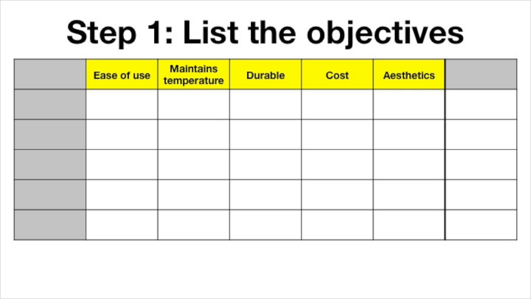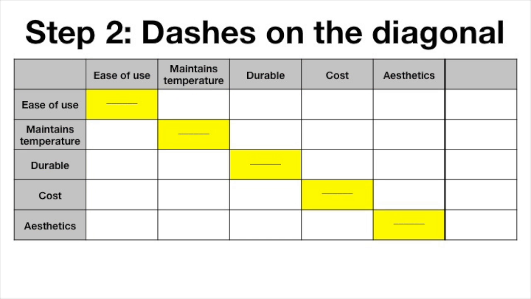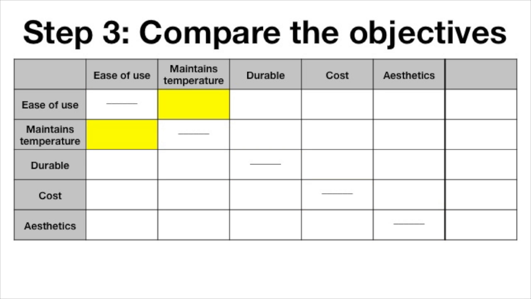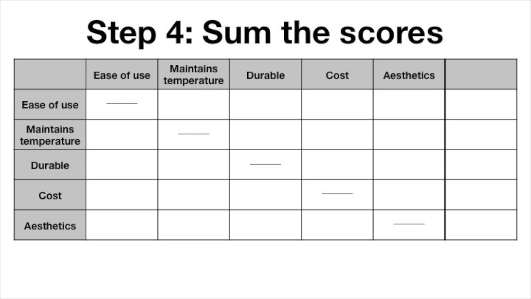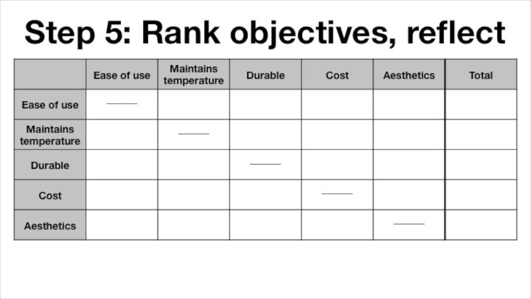The first step is to write the objectives along the top row of the table and along the left-hand side of the table. The second step is to put dashes diagonally downwards in the chart. The third step is to move through the whole chart, comparing 2 objectives at a time to determine which one is more or less important. We'll use 1 as the high score and 0 as the low score. The fourth step is to sum across each row to determine the total. The fifth step is to rank the objectives and reflect on the results.